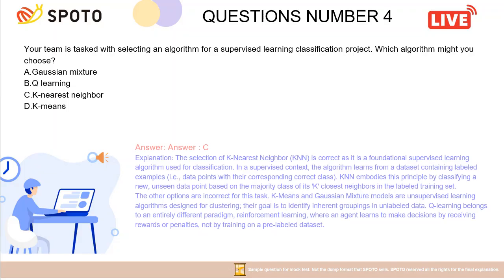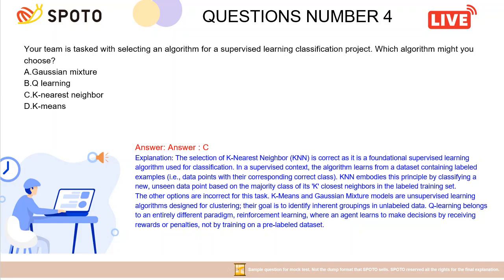Answer, C. The selection of K-nearest neighbor, KNN, is correct as it is a foundational supervised learning algorithm used for classification. In a supervised context, the algorithm learns from a dataset containing labeled examples, i.e., data points with their corresponding correct class. KNN embodies this principle by classifying a new, unseen data point based on the majority class of its K closest neighbors in the labeled training set.